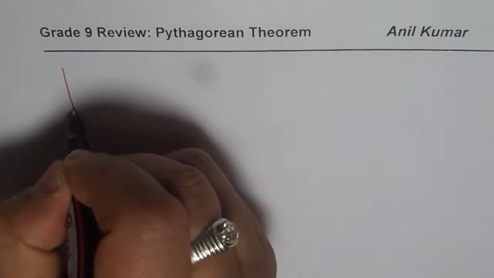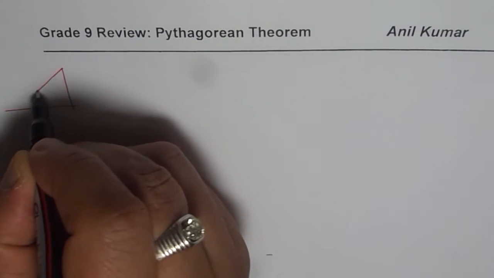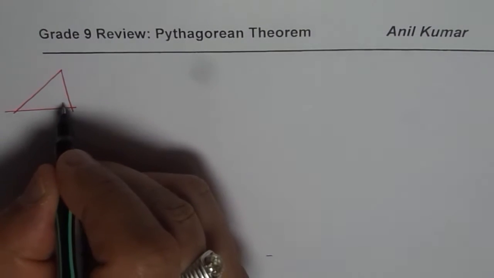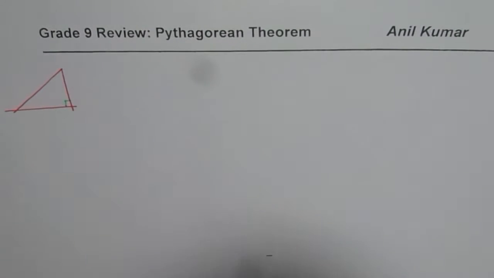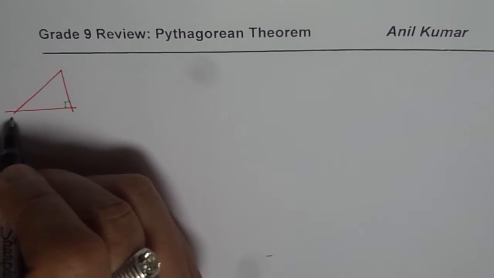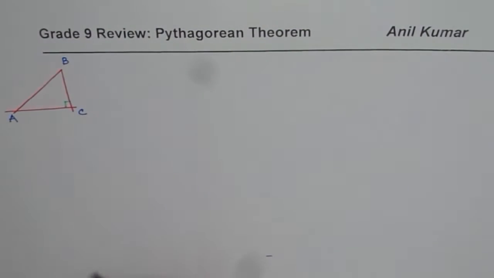Whenever we're talking about Pythagorean Theorem, we always take a triangle and that triangle should be a right angle triangle. To begin with, I have a right angle triangle here with 90 degrees in one corner. Let me name this triangle as A, B and C.